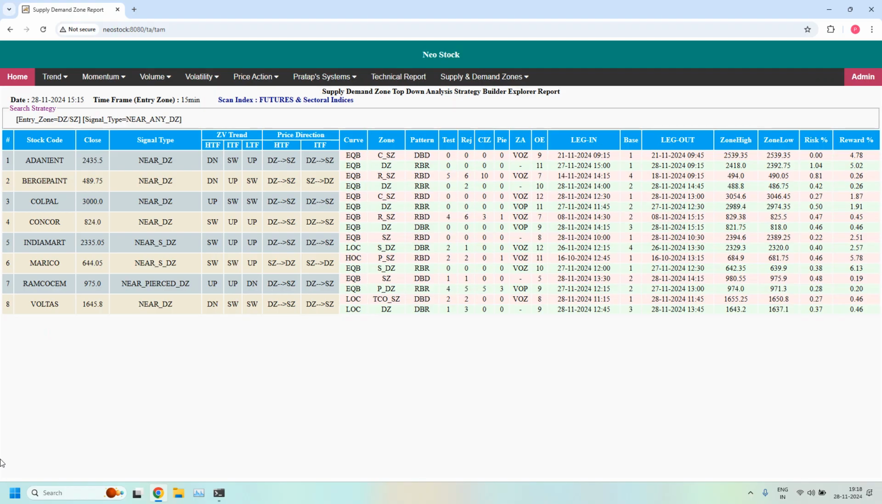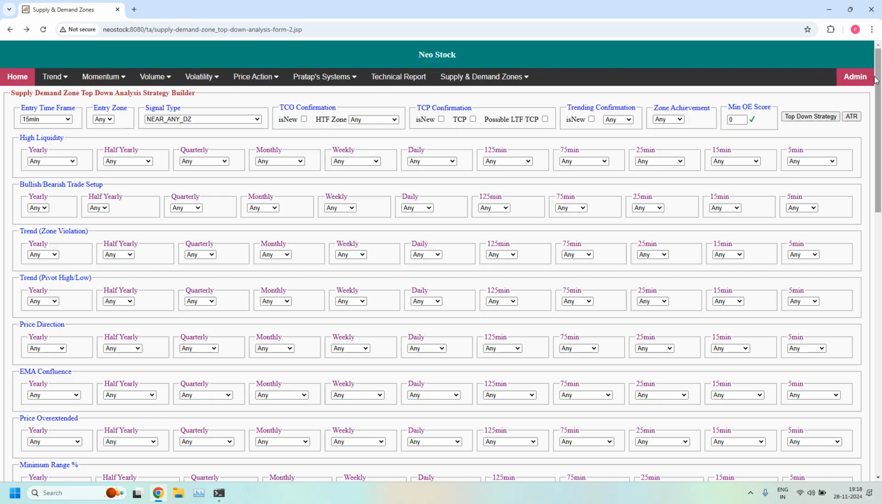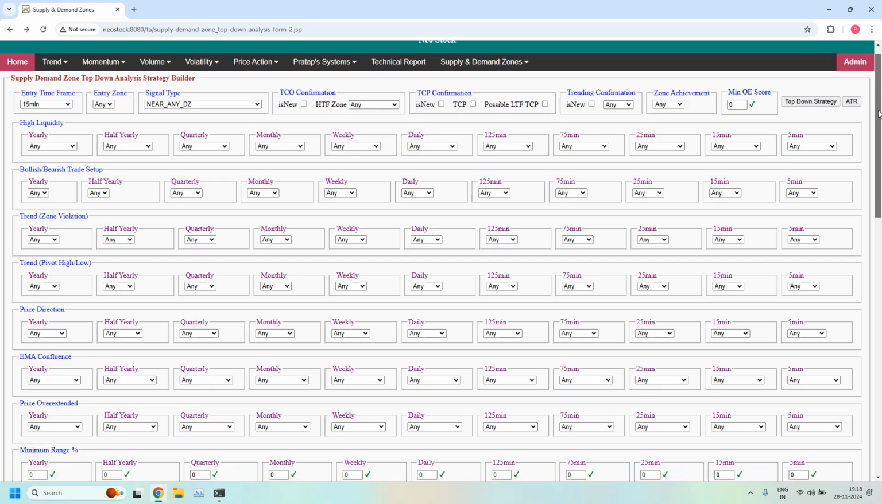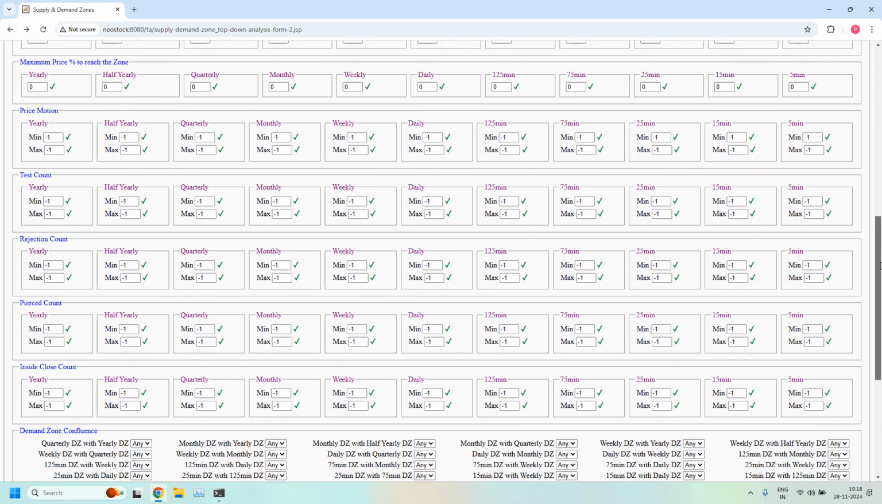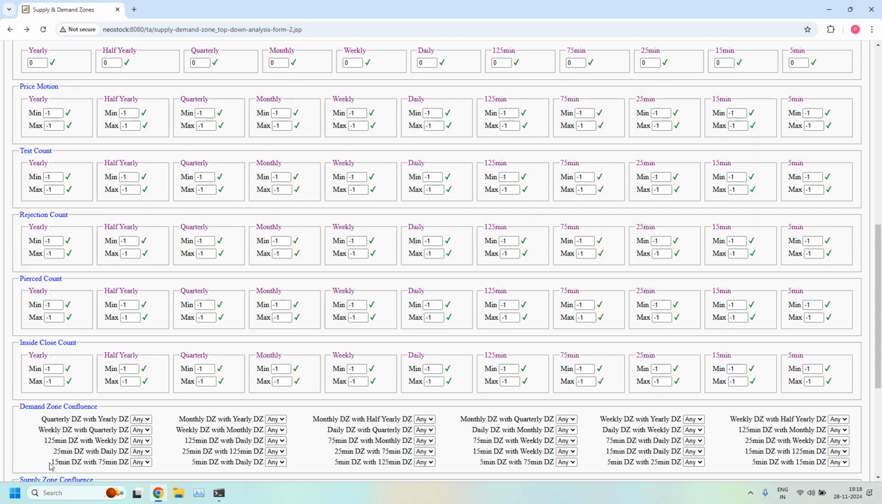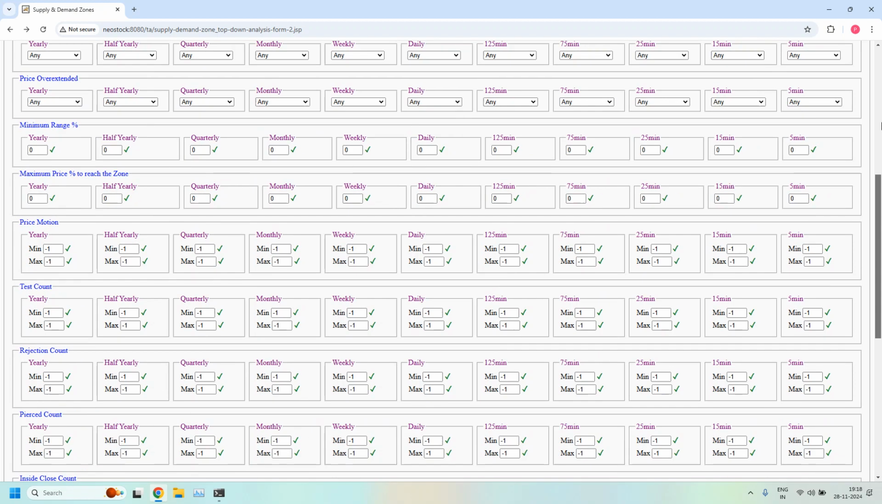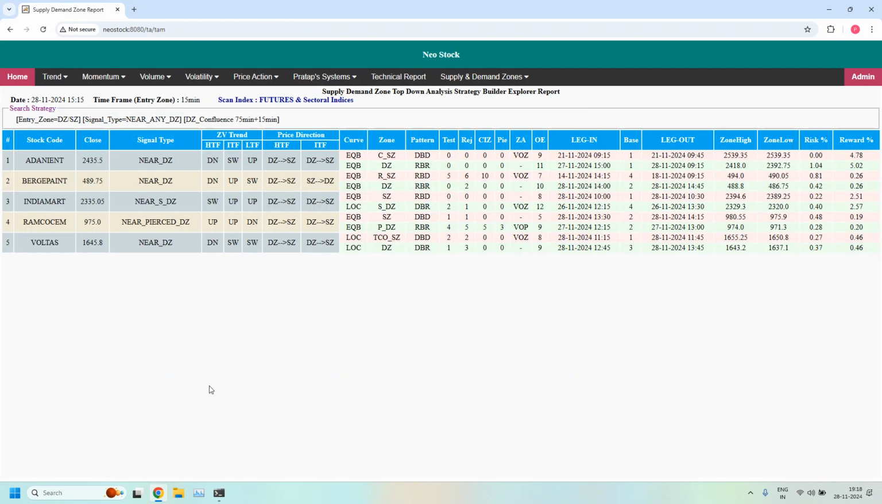Now let's verify how many of these stocks are having ITF demand zone confluence. LTF and ITF. That means 15 minutes and 75 minutes demand zone confluence. Enable the filter. With this filter we got 5 stocks. In all these 5 demand zones, they have confluence with 75 minutes. But the fourth one is pierced. You have to ignore the pierced zones.